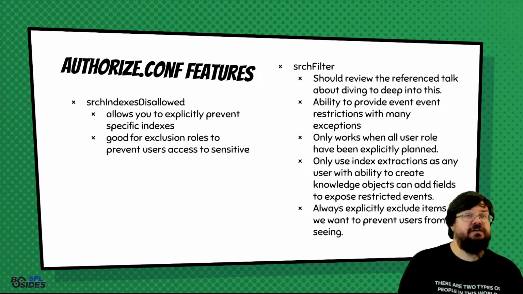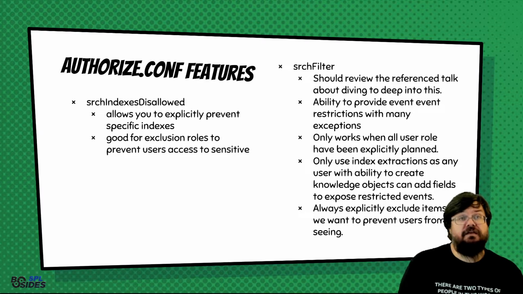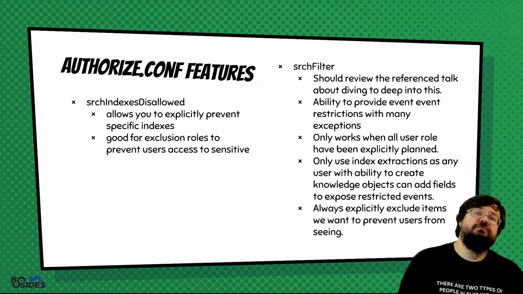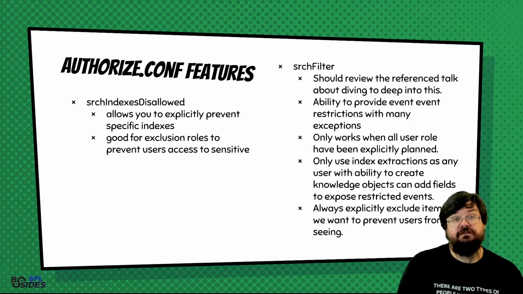The other one is search filter. Now, search filter is a really complicated topic on its own. It's had several talks, one of which is referenced in the title slide. I really implore you to go and check out that talk if this really interests you. But ultimately, it allows you to do per event level restrictions. However, there are a lot of exceptions. The biggest ones are that often there are many criteria that will allow a user to see data that you would expect them to have been prevented from seeing.